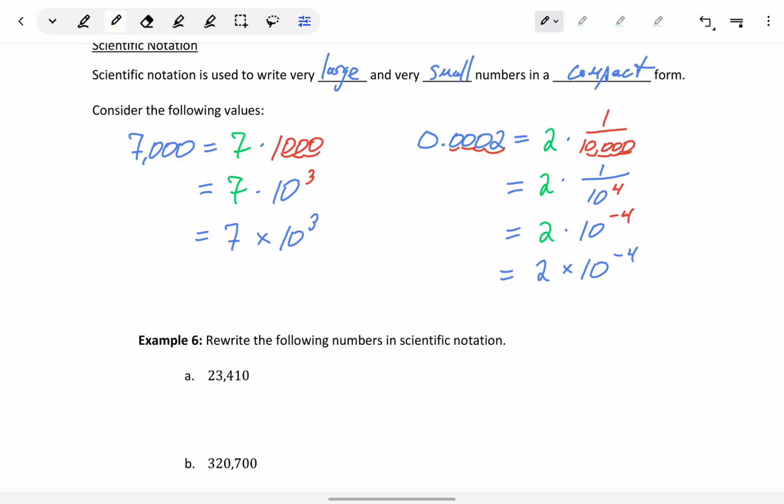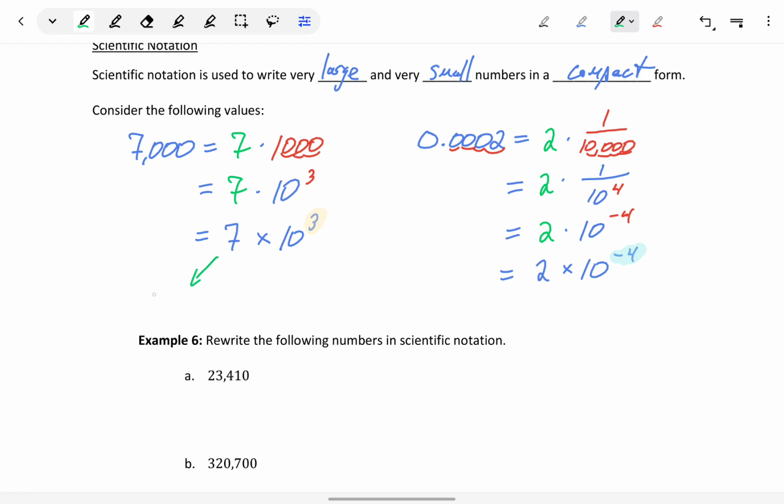A quick thing to pay attention to here. Whenever 10 is being raised to a positive value, your number should get bigger, or you should think of that as being a very large number. If 10 is being raised to a negative power, then what we're representing is something very, very, very small. And that also tells us the direction to move the decimal place to turn this back into the original value.